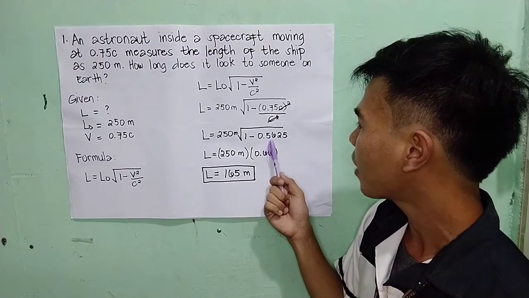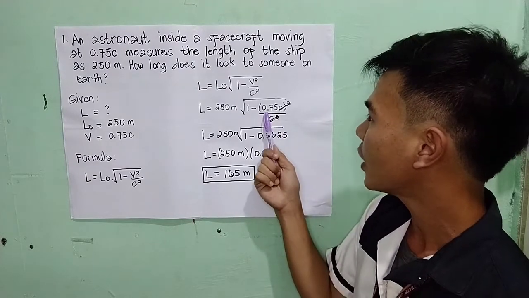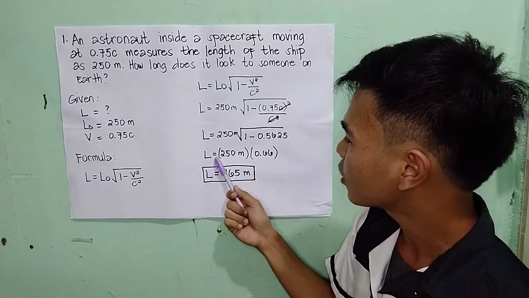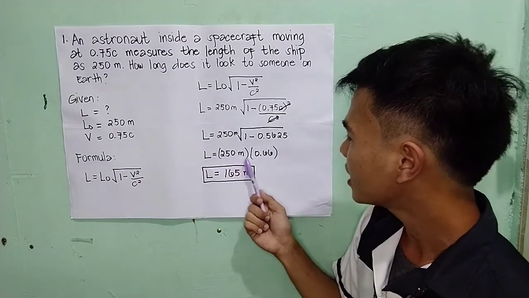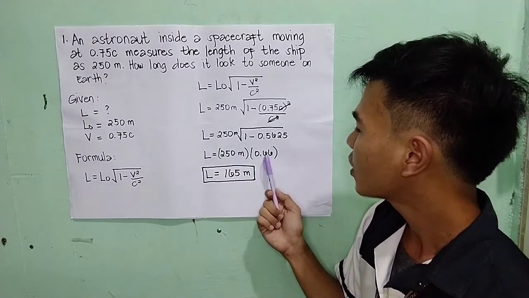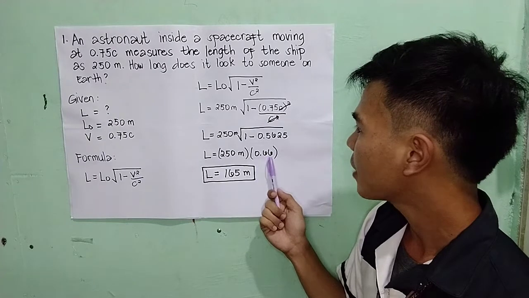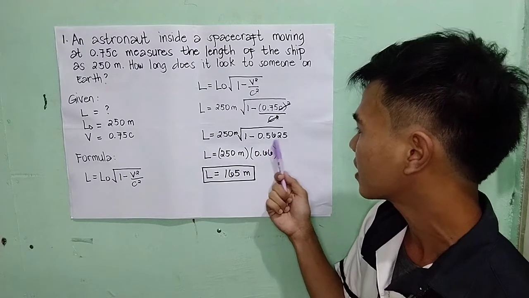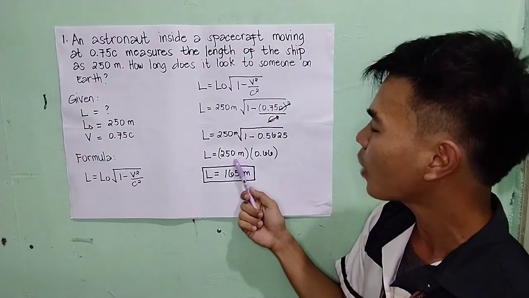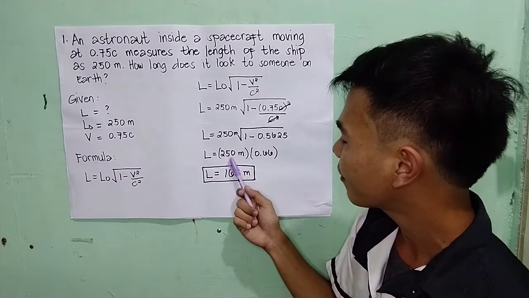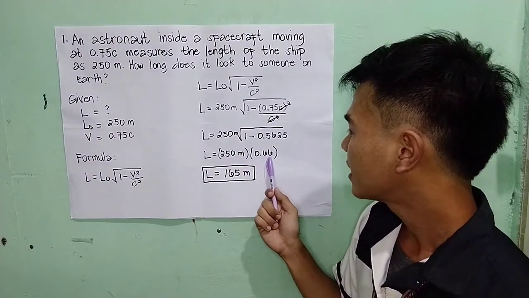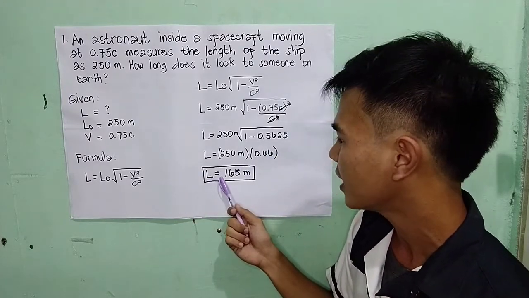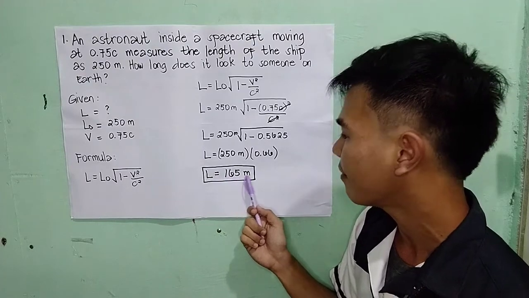We have 0.5625 because we squared the 0.75. And so L is equal to 250 meters times 0.66, because 0.66 is the square root of 1 minus 0.5625. If we multiply 250 meters times 0.66, we get our value for L, which is equal to 165 meters.